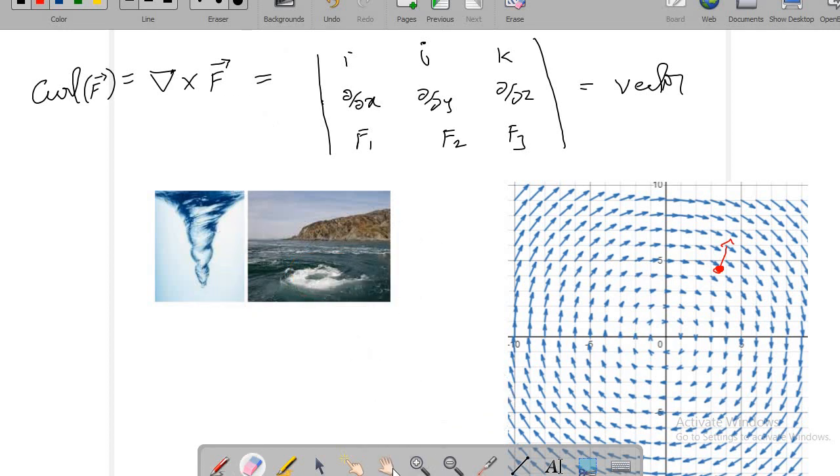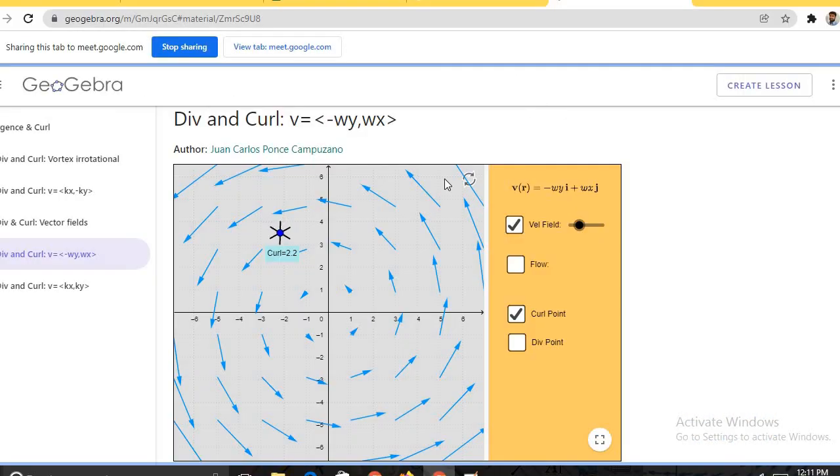And it can be understood well from the graphics of GeoGebra. You see, this is the vector field. And the curl of this vector field is 2.2. And you can see how it rotates.